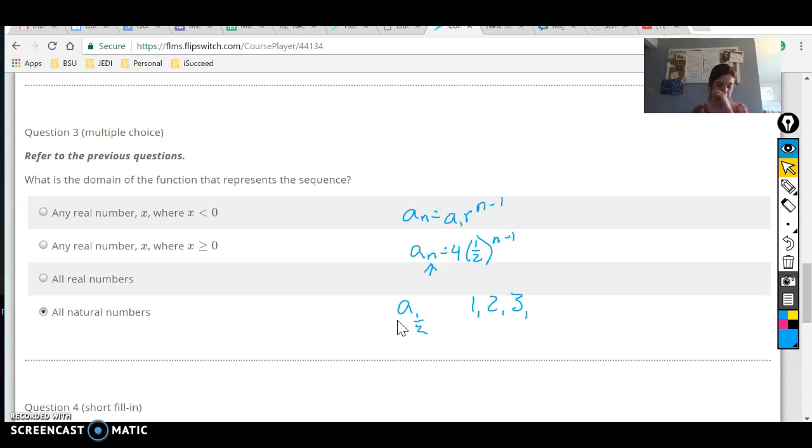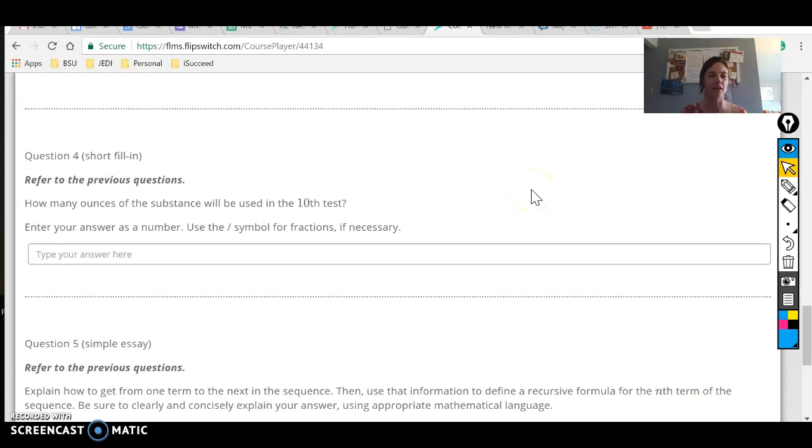All right. The next problem. How many ounces of the substance will be used in the 10th test? Okay, well, here's where we get to just plug into our little formula here. We have a sub 10 equals a sub 1, which was 4, times 1/2 to the 10 minus 1 power. 4 times 1/2 to the 9th power.